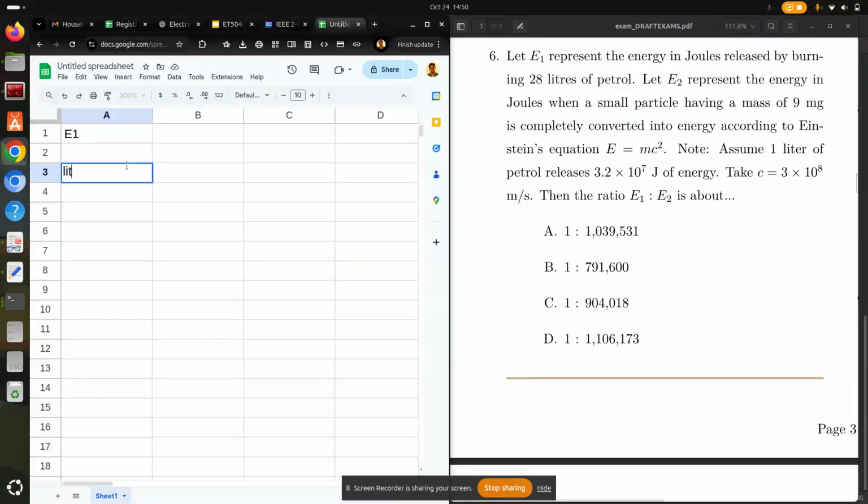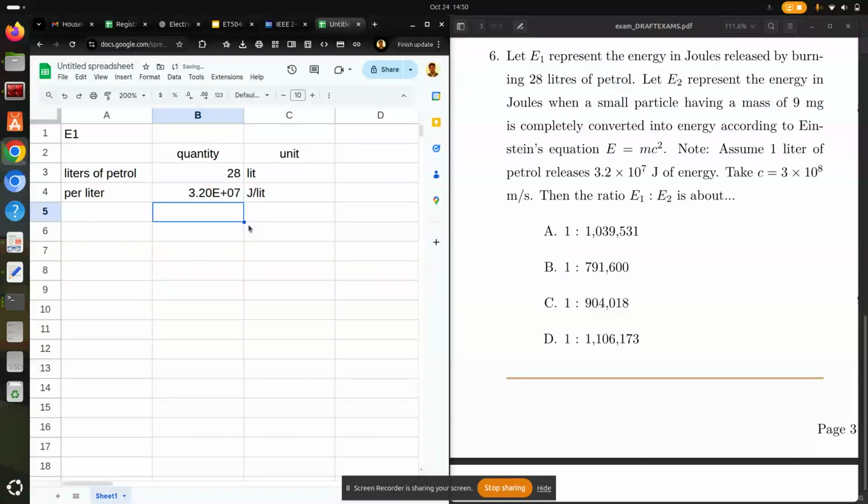So here I will say liters of petrol, and I'll enter 28 as the constant. Then per liter: you can see, assume 1 liter of petrol releases 3.2 E7. I hope it works. Yeah, it is working. So this is joules and this is in liters. So this is joules per liter. I'm just making the unit. So this is the number, or quantity, and this is the unit.